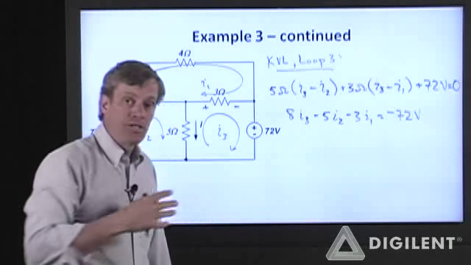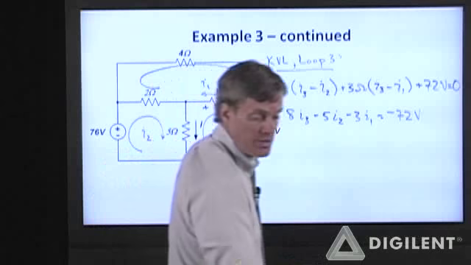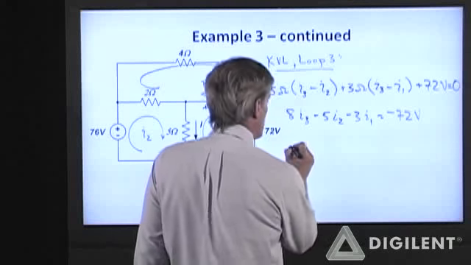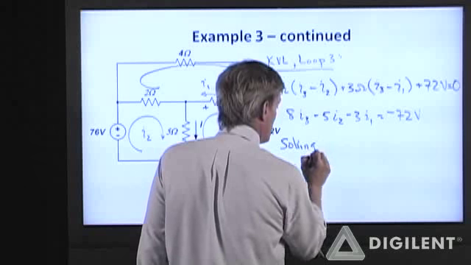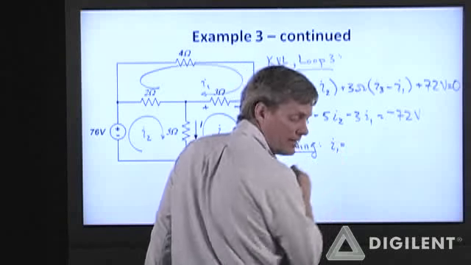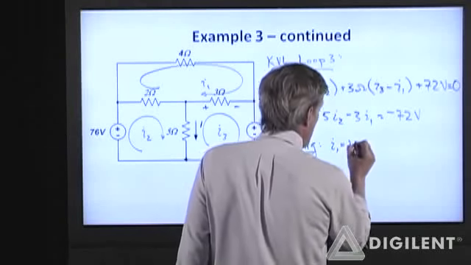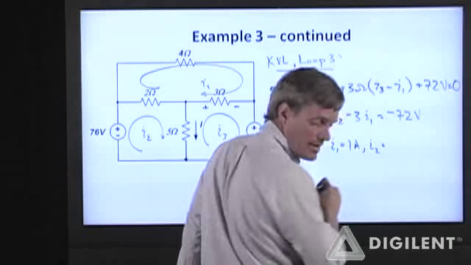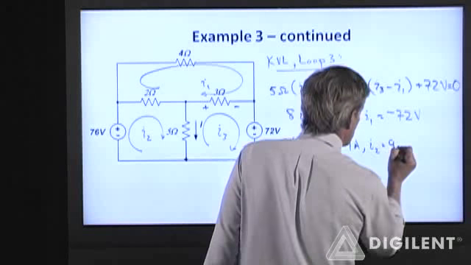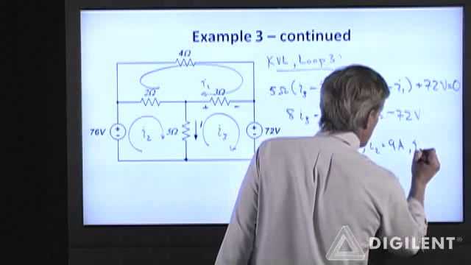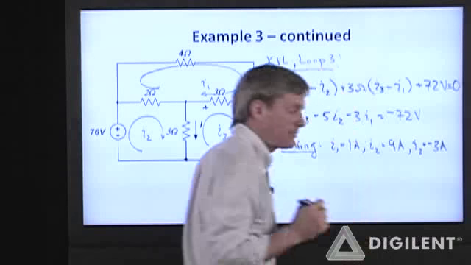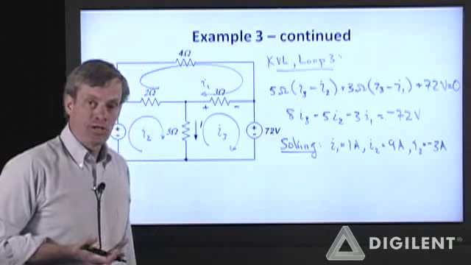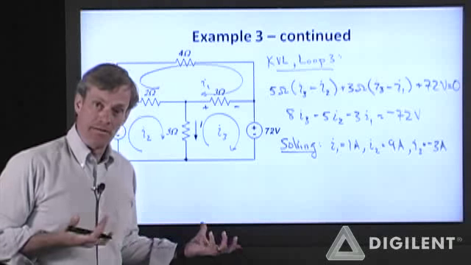So I have 3 equations and 3 unknowns, I1, I2, and I3. If I solve those, I get I1 is equal to 1 amp, I2 is 9 amps, and I3 is minus 3 amps. So I've got my mesh currents, but I'm not done.